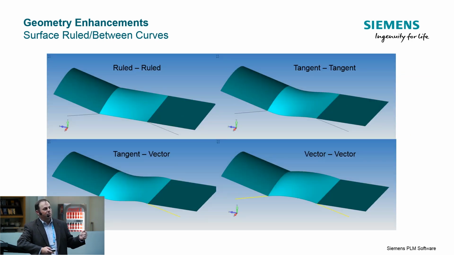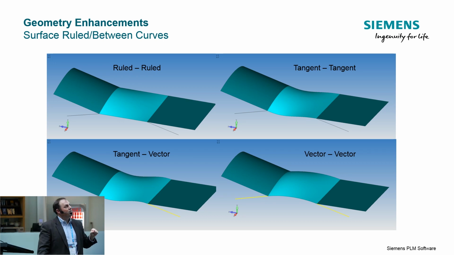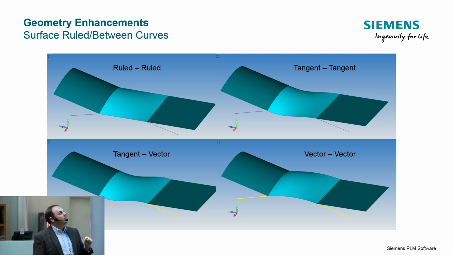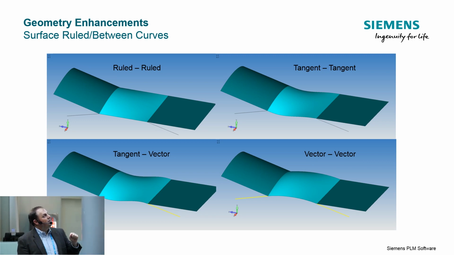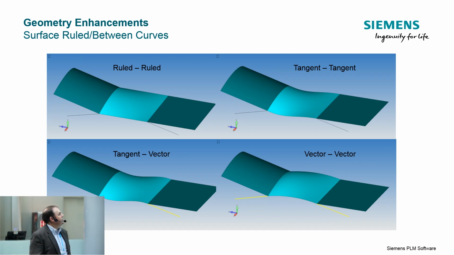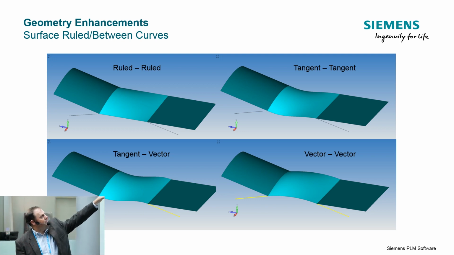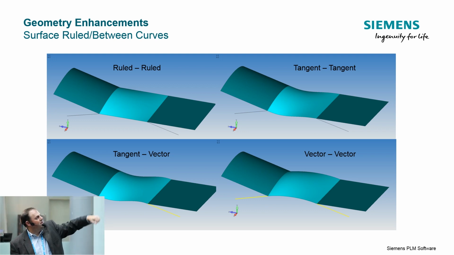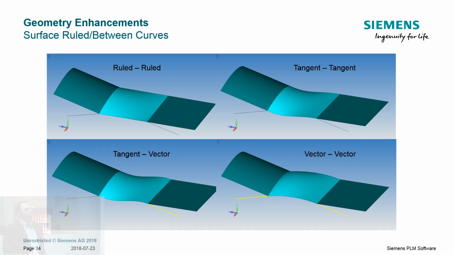And this is just some examples. Here's what you would have gotten before. This is if you made both sides just tangent to the surface. That's the one up there. Tangent and this vector along this yellow line. And a vector. Just 2 vectors, both yellow lines.